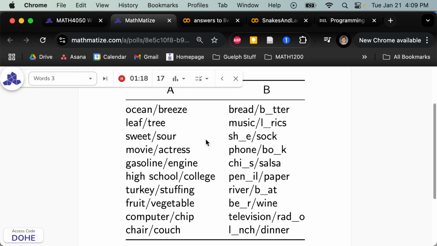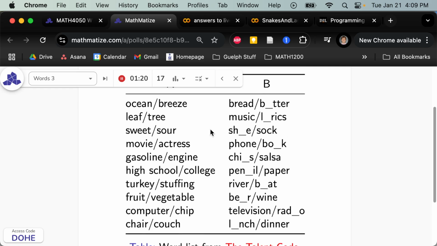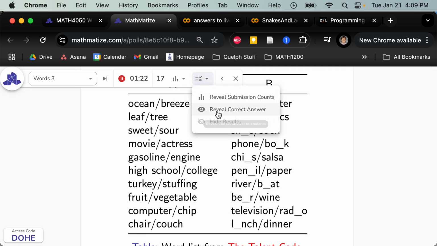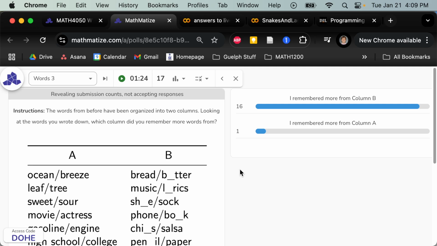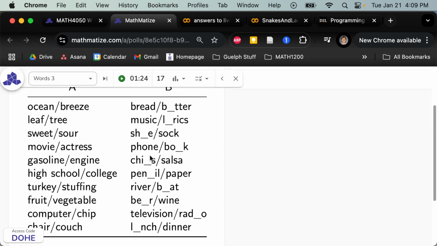Okay, let's see. What do people think? Which column is better? Which one is the better column? So let's see what people said. And people said, 16 to 1. People said column B is the better column. Out of the things you remembered, almost everybody, 16 people, remembered more things from column B.